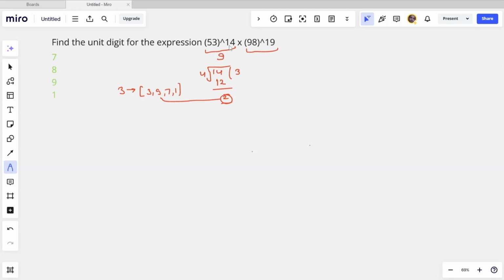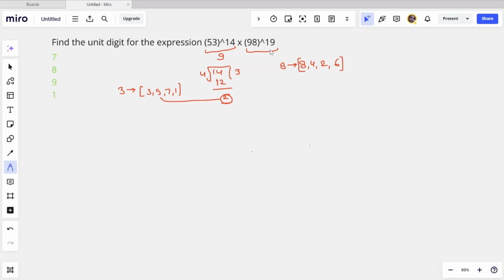The unit digit of this expression will be 9 basically. So 9, and 8 raised to the power 19. Let's try to solve this part of the expression also. As we know the concept of power cycle, we need to find out the power cycle of 8, which is 8, 4, 2, 6. This is the power cycle of 8.